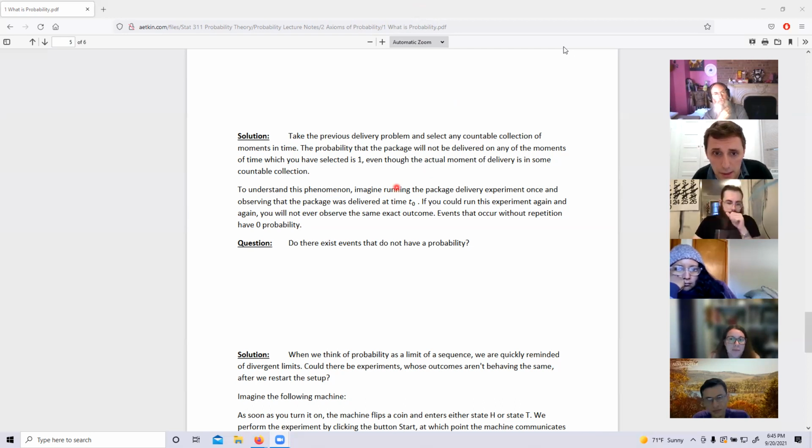I'm sorry. Say, taking the package example, it would alternate between arriving, 1, and not arriving, 0, at the same time. So the probability of the package itself arriving does not exist.